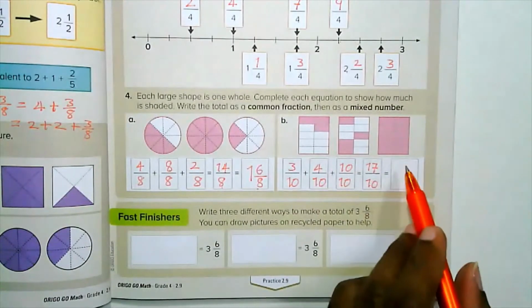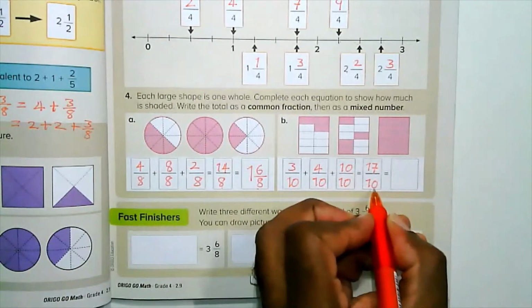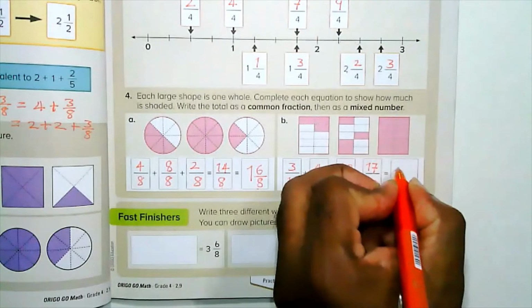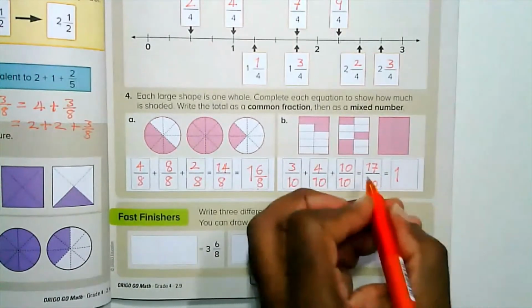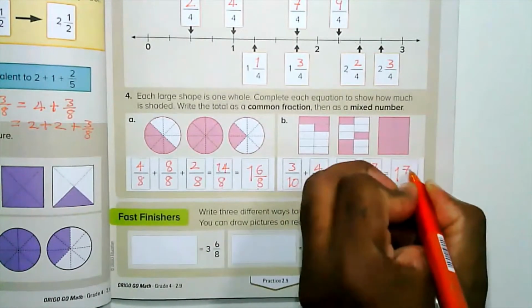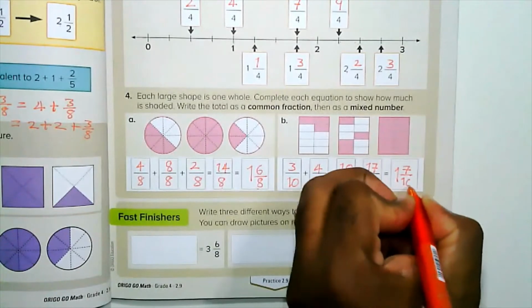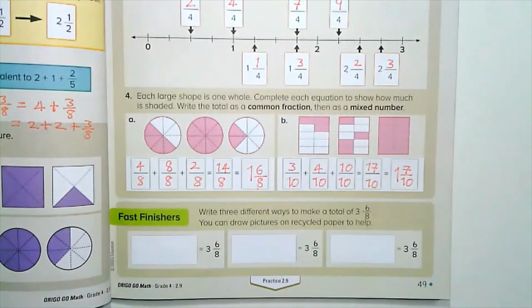Now, as a mixed number, how many 10 in 17? That is 1. 17 minus 10 remains 7. 7 tenths. Now let's go on to the fast finishers. Write 3 different ways to make a total of 3 6/8. You can draw pictures on recycled papers to help.